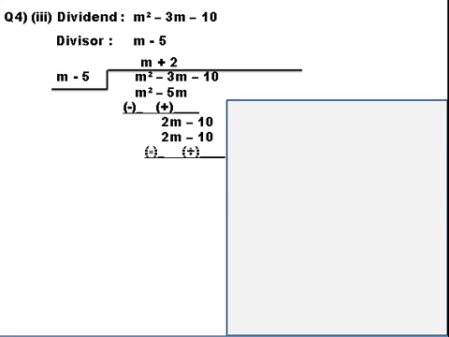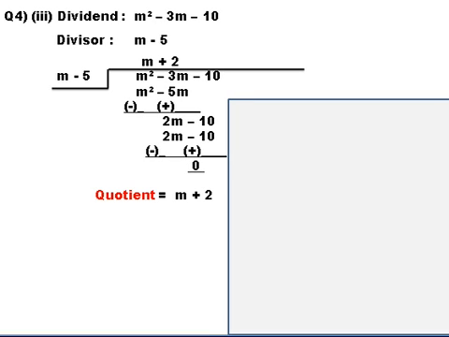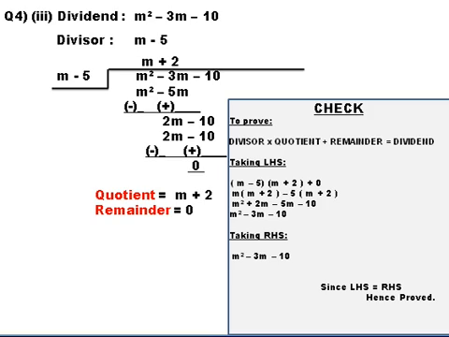Again, applying subtraction, plus will convert to minus and minus will convert to plus. 2m minus 2m will be 0, minus 10 plus 10 will be 0. So our final answer is quotient is equal to m plus 2 and the remainder is equal to 0. Now in this particular question we need to verify the result also. Now how to verify it?